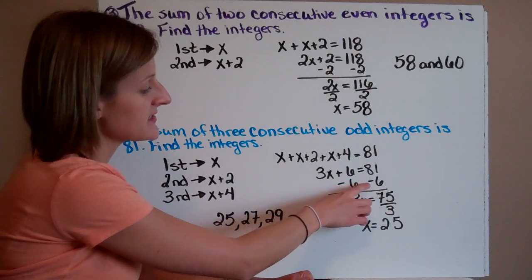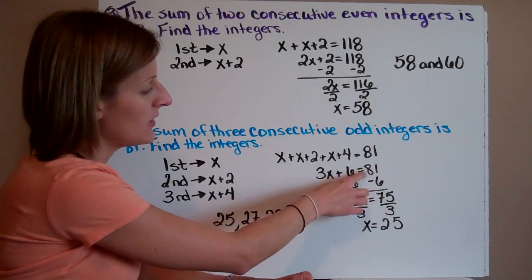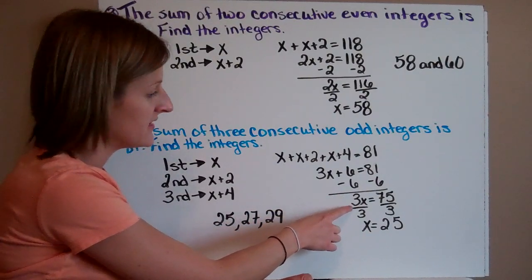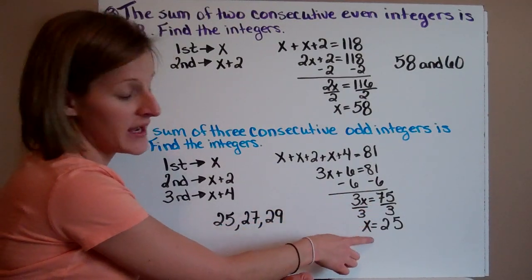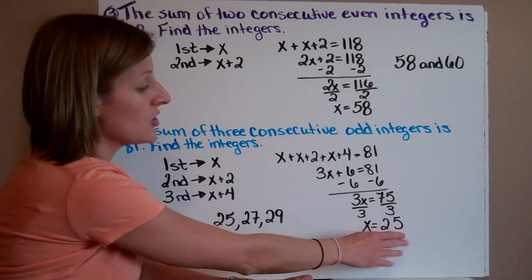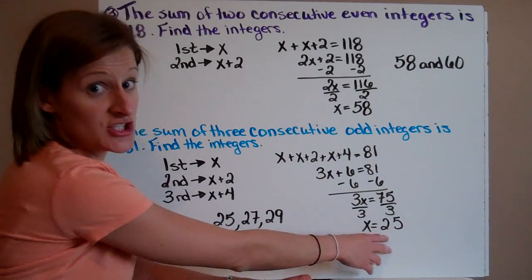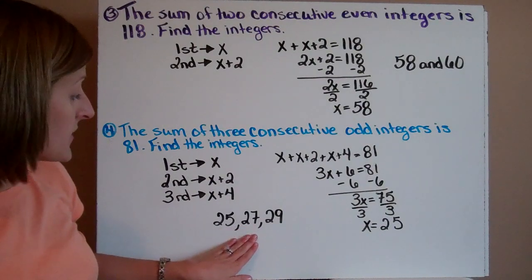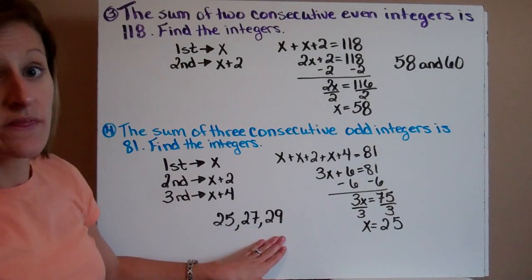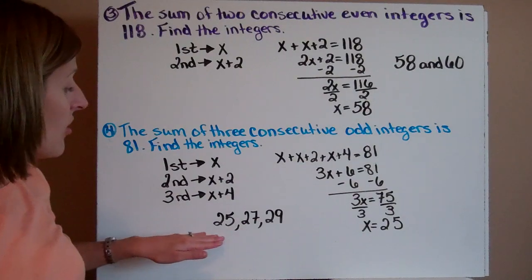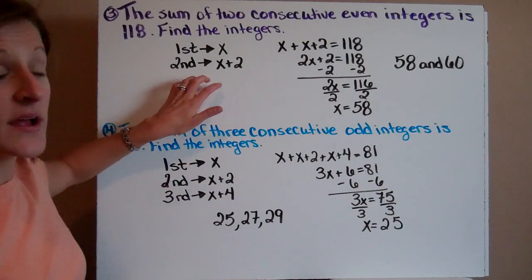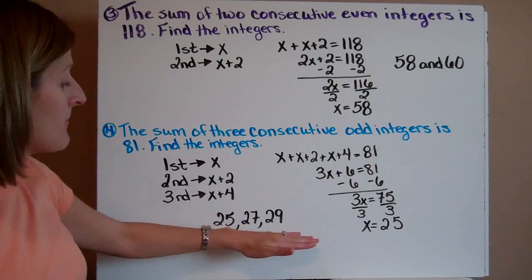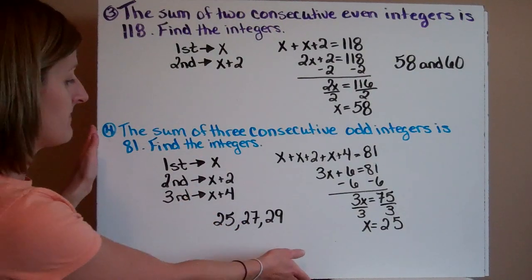Now I'm going to subtract 6 from both sides. 81 minus 6 is 75, and I still have my 3x. Then divide each side by 3, and I get x to equal 25. Notice this is the first integer. To get to the next odd integer you add 2, that's 27. And then you add 2 more, and that's 29. And notice they're all odd, even though I did the same thing like I did with the even. This time I've got the odd integers.